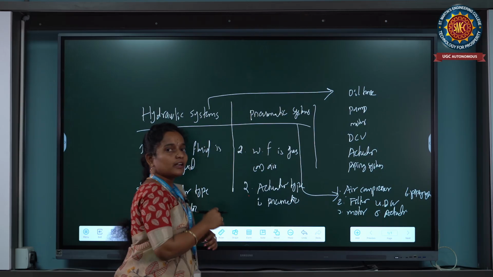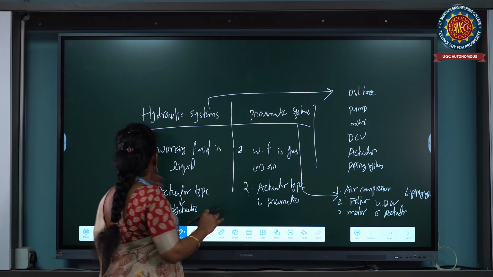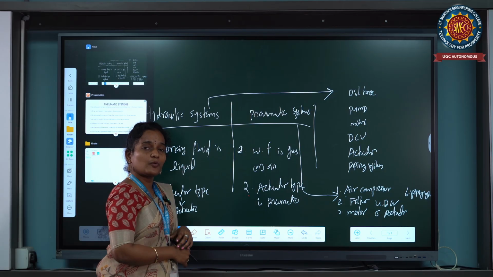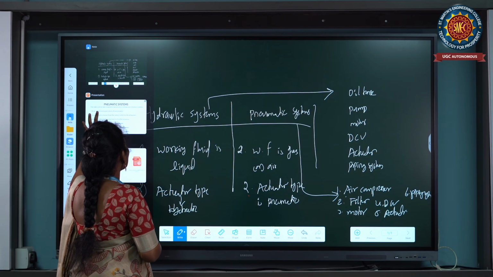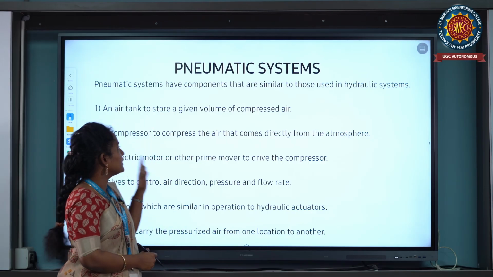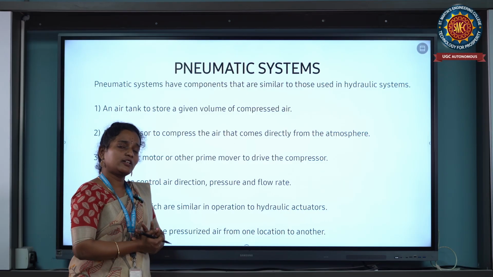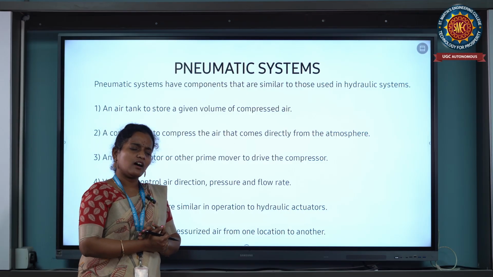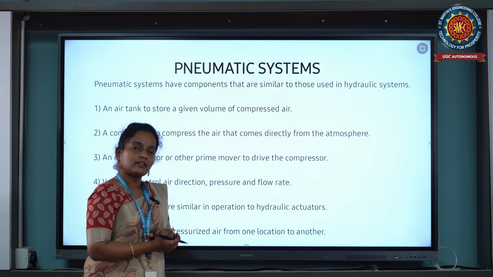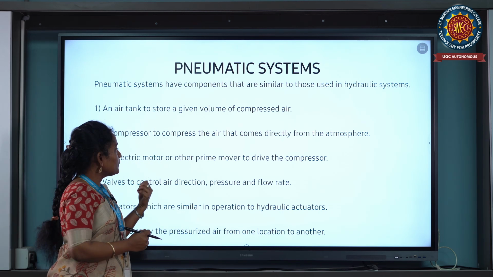Are you clear? Now I am entering the brief explanation about the pneumatic system. We already know the components are 6. The first component in the hydraulic system is the oil tank, but here the component is the air tank. What is the use of the air tank? An air tank is used to store a given volume of compressed air. After collecting the air from the atmosphere, it is directly sent to the compressor. The second one is the compressor, which compresses the air.